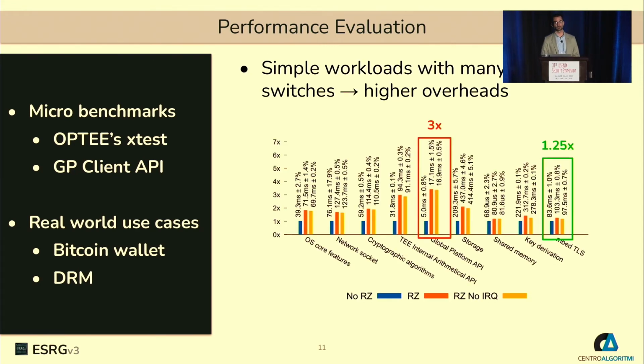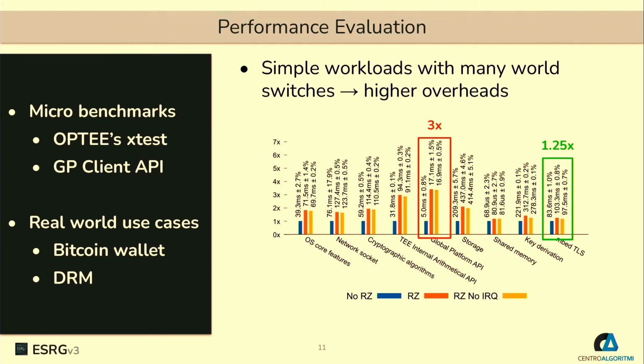We make 2 main observations from these tests. The first one is that simple workloads with many world switches will incur higher overheads. If you take a look at the bars highlighted in red, these showcase exactly this scenario where we have many context switches and the workload is quite small. Without ReZone, this workload takes 5 milliseconds to execute, and with ReZone, the overhead is over 3 times. However, highlighted in green, we have a workload that makes fewer context switches, and the execution time is much longer. And in this scenario, the overhead with ReZone is only 1.25 times.